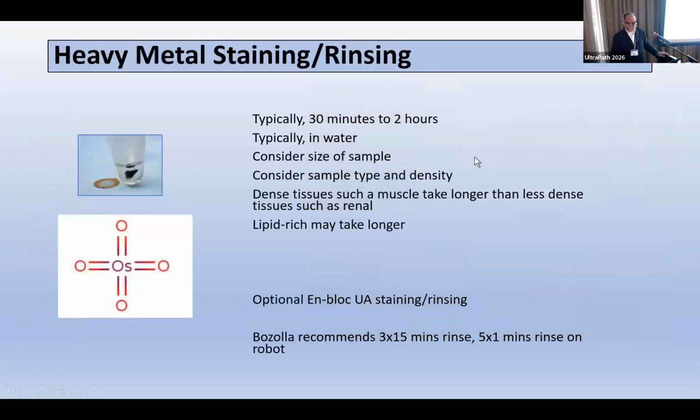Heavy metal staining and rinsing. It's usually from 30 minutes to 2 hours on a cubic millimeter kidney tissue. If you have something denser like cardiac, you probably want to stain it a little longer. Typically in water. At this point, the osmium is changing your sample from the equivalent of a sponge into coral.